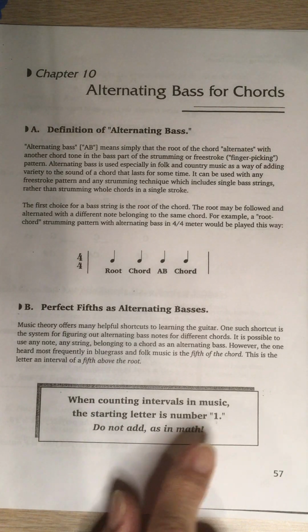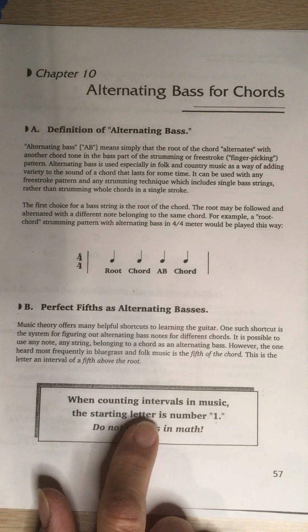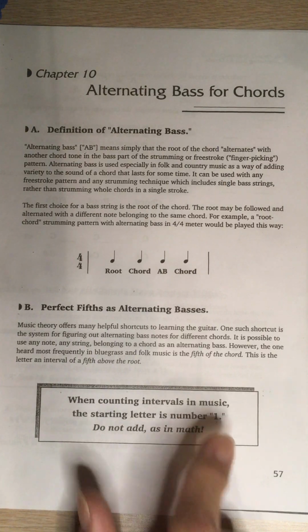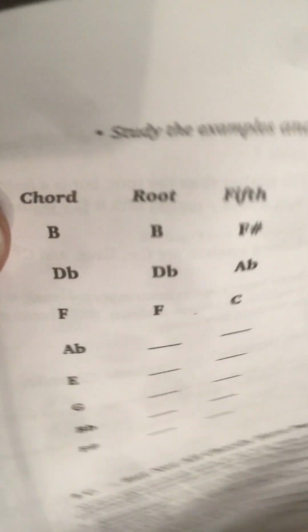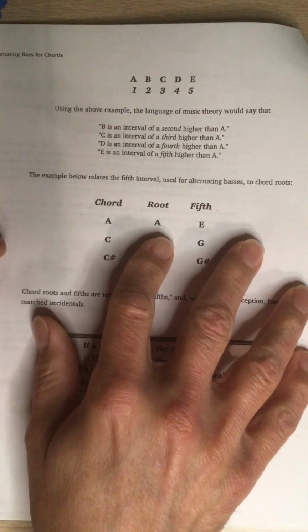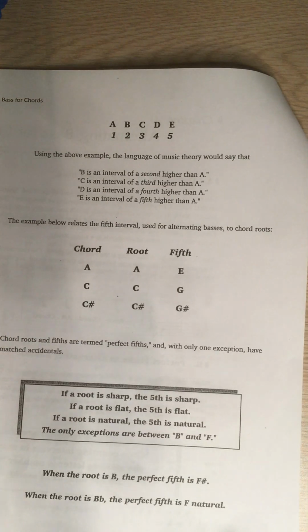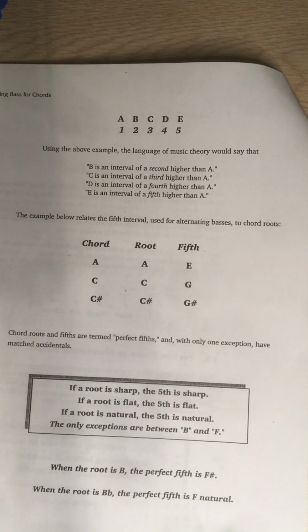So it says, when counting intervals in music, the starting letter of the chord name, that's what that means. The starting letter is always number 1. Do not add as you would in math. And by the way, you guys know the major scale pattern, which is whole, whole, half, whole, whole, whole, half. Again, that's something we're going to be using throughout the class, which means that I can figure out what the actual distance of a perfect fifth is. Whole, whole, half, whole. That would get me up to the fifth in the scale.